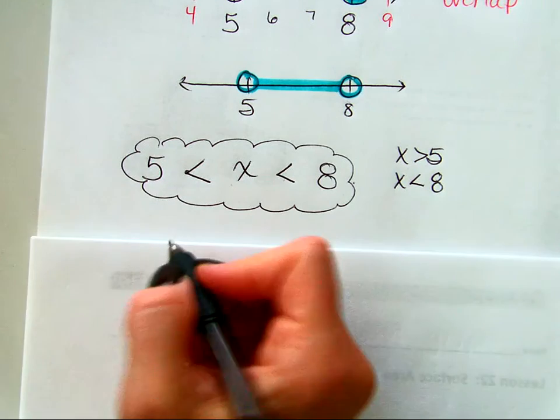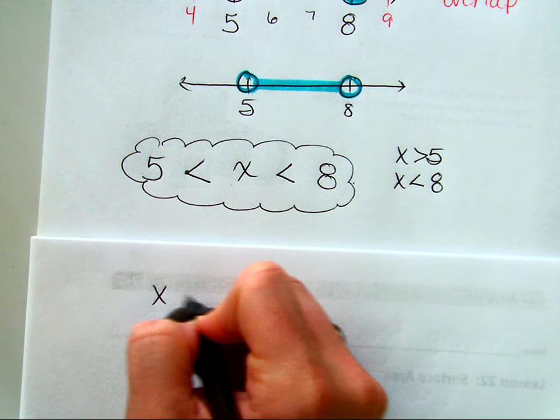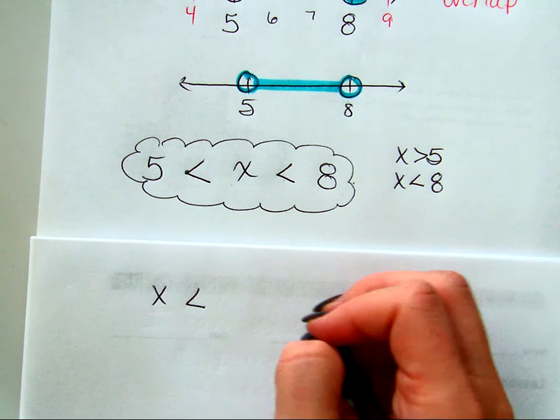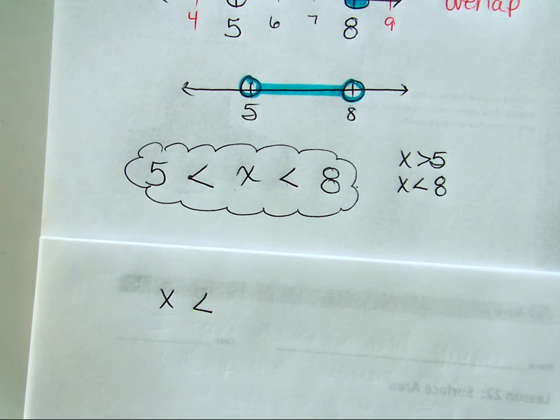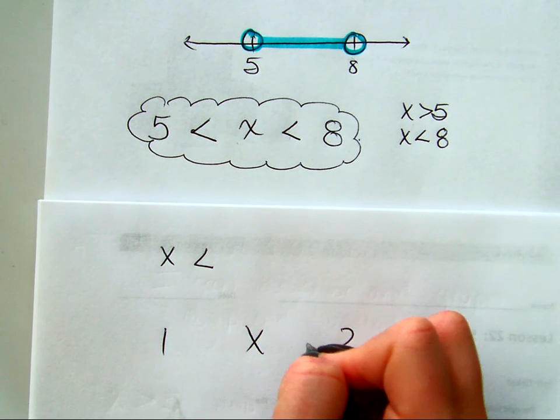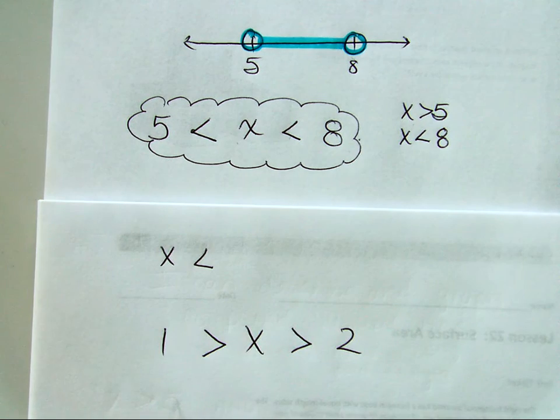So let's take a look at this one. Hold on. I had it. I got to think of what. X, 1, 2. Okay.